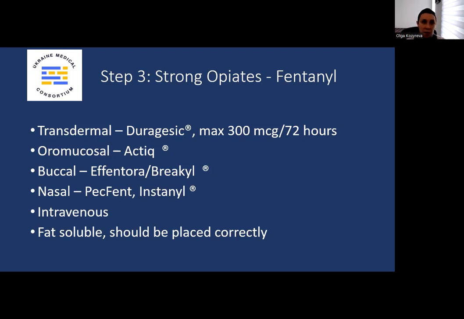A fentanyl patch starts working about 16, 18 hours after application. Make sure that during these 16, 18 hours, your patient is covered by short-acting medication. They will not see results immediately. And the same is true for discontinuation of fentanyl. It can be circulating in the body for up to 18 hours.